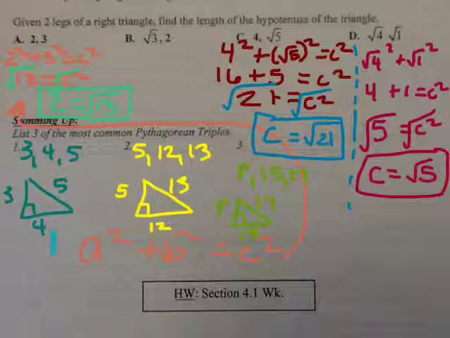And a helpful way to realize if you have a Pythagorean triple: if you can find a common number and reduce all 3 numbers by the same number to get 3, 4, 5, or 5, 12, 13, or 8, 15, 17, you more than likely have a Pythagorean triple. And there you go. There's section 4.1 notes.